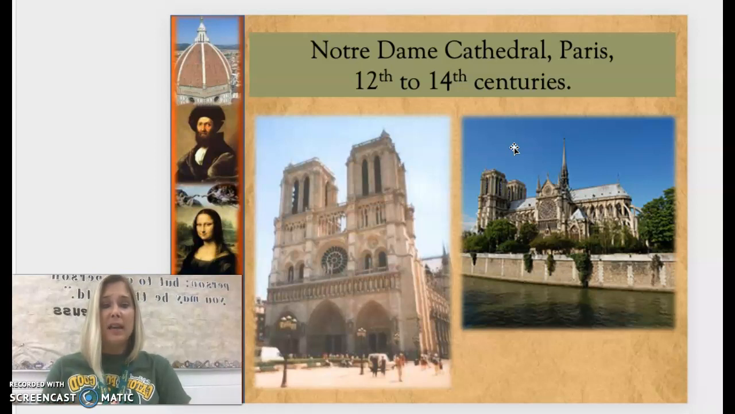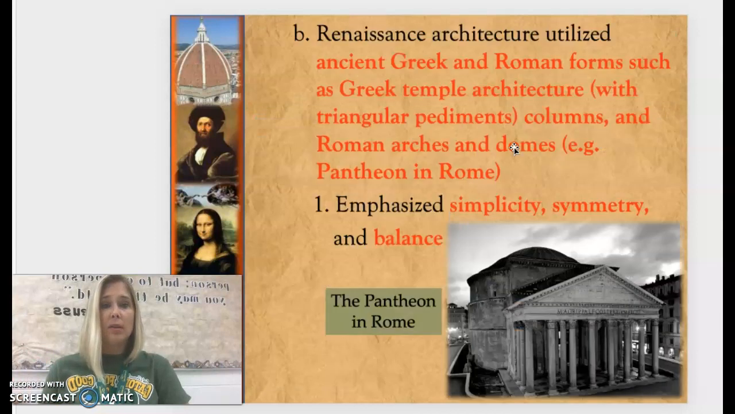So when you compare this to the Renaissance architecture, the architects of the Renaissance utilized ancient Greek and Roman forms, such as Greek temple architecture. You'll see these triangular pediments. You can see here on the Pantheon in Rome, this is what we're talking about, the triangular pediment. Okay, so that's clearly a characteristic of what the Greeks and Romans did with their architecture, and now the Renaissance architects are basically copying that style.